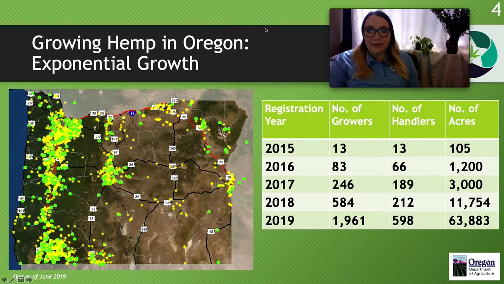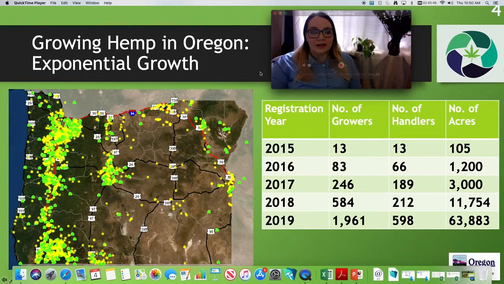As you can see on this map, hemp is very popular in Oregon. This map was actually from around June of 2019, and the green dots are greenhouses and the yellow stars are registered fields. So you can see some really big populations of hemp here closer to Washington and particularly down in Southern Oregon. This data is collected by GPS coordinates that we collect from growers during the registration process, so it's really important for the information that we collect to be accurate.